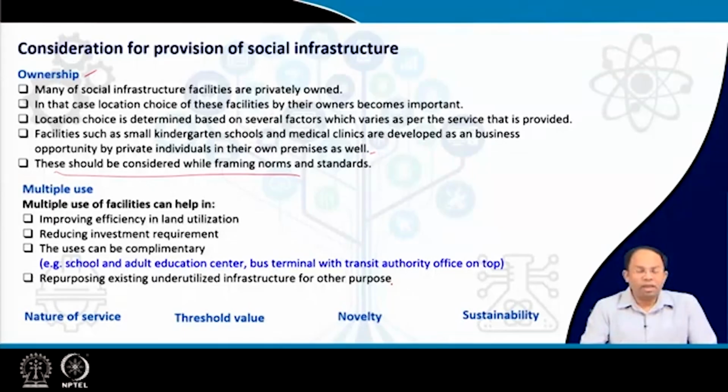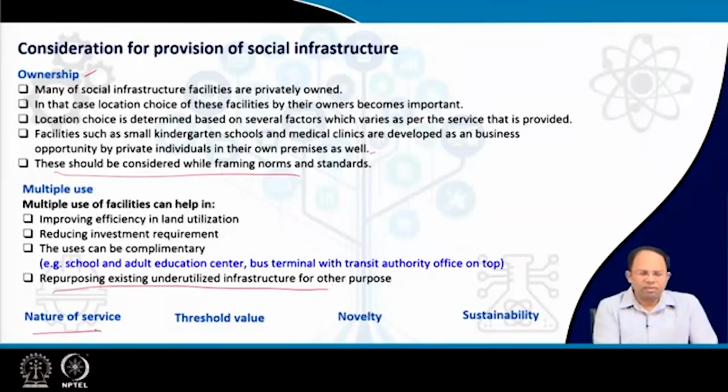Sometimes we see that the need for a facility is not there. For example, due to the change in demographic pattern, the number of students in the school has reduced, so we can consolidate two schools and use the existing infrastructure of a school for some other purpose. So repurposing existing underutilized infrastructure for other purposes could also be one thing that we can consider when we do service provision or service planning.